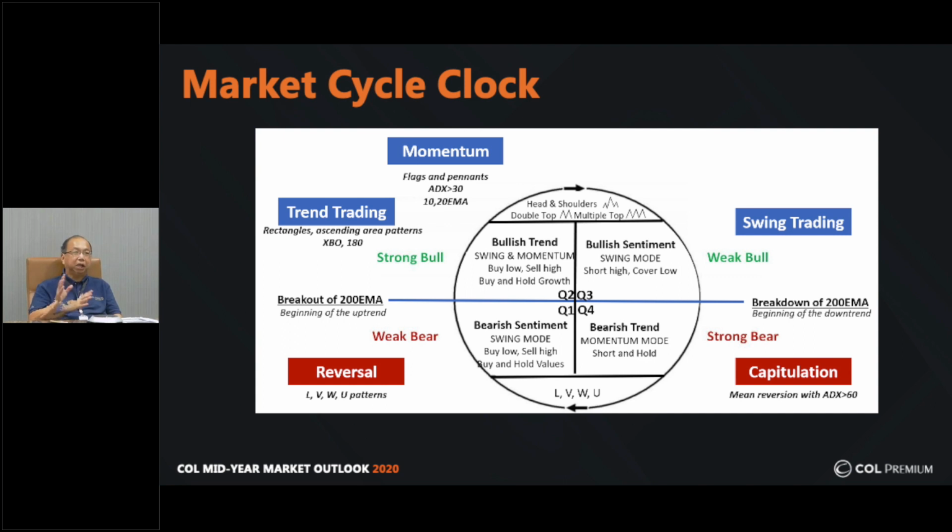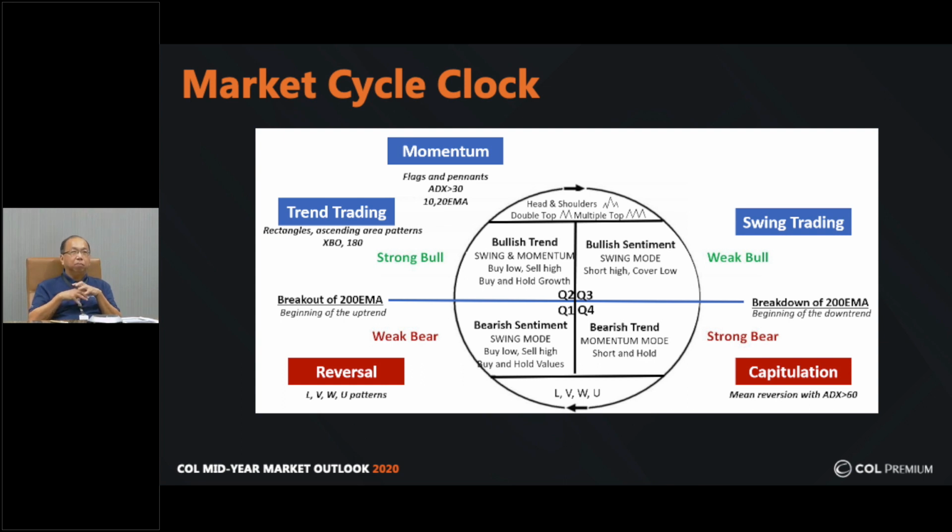This was created 10 years ago. And now what we're trying to do is put it in a nutshell so that you'll be able to determine, if you look at it, what it is. Based on the posts, you already understand whether it's a weak bull, weak bear, strong bull, or strong bear, because in your seminars you can see it already. Let's go to the next slide.